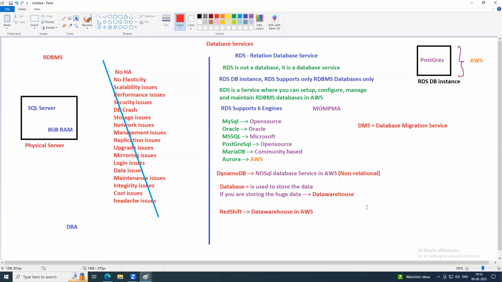Everyone understood? Which is an RDBMS database? Which is an RDBMS database service in AWS? RDS. RDS supports how many engines? 6 engines. What are those?